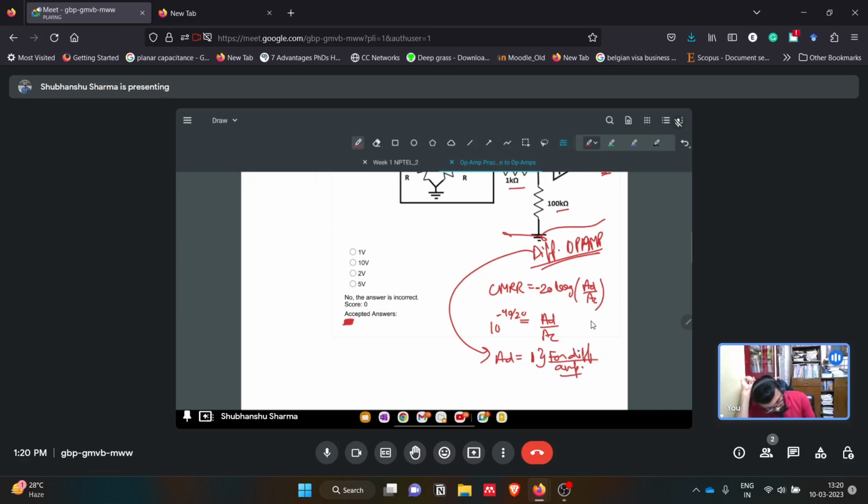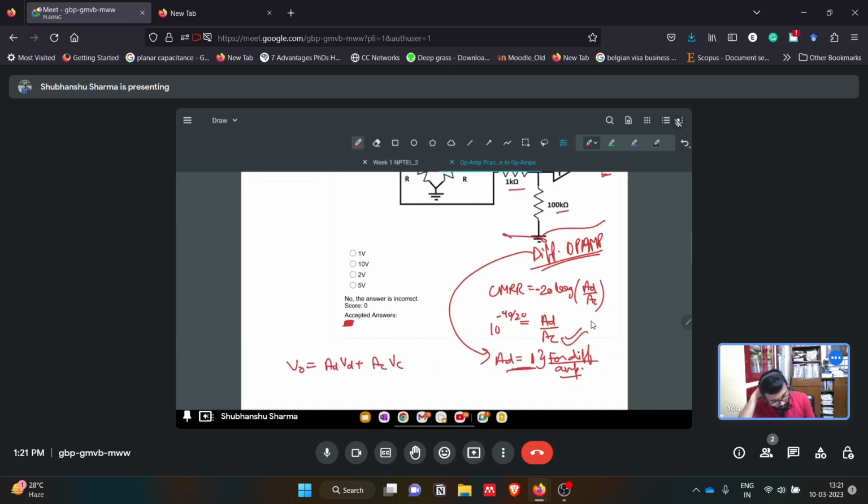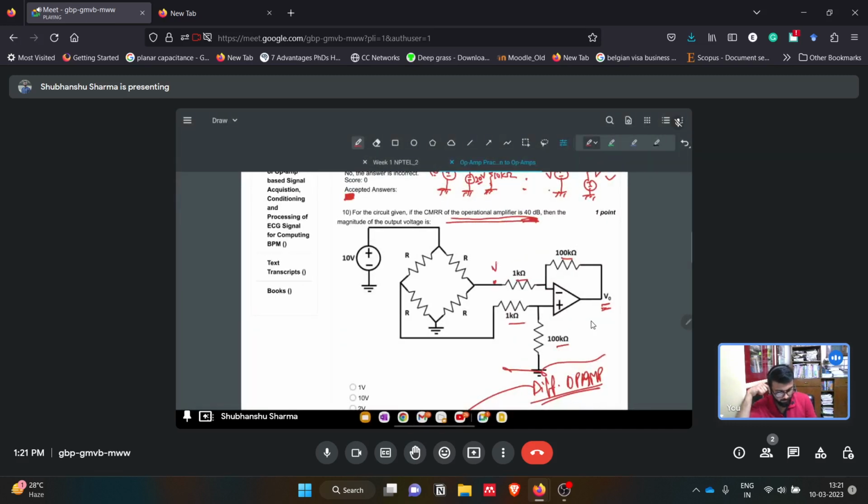Then, if you recall, the output voltage V naught is given by AD VD plus AC VC. AD we know, and we can get AC here. VC is V1 plus V2 by 2, which will be used here, and differential VD is V1 minus V2. So let's see what V1 and V2 are. V1 will be, these two resistors are there, it will be 10 by 2 here. Similarly for V2 also it will be 10 by 2.